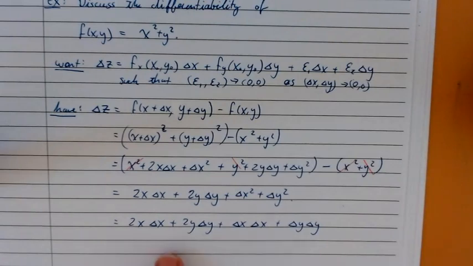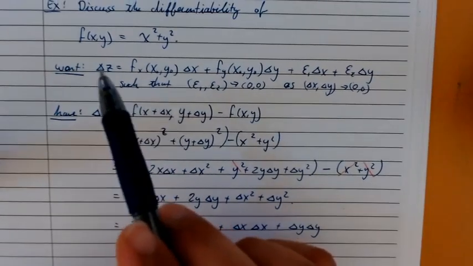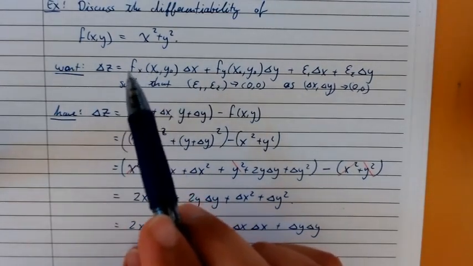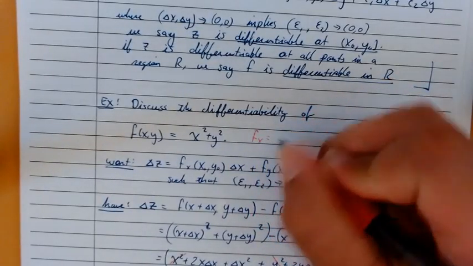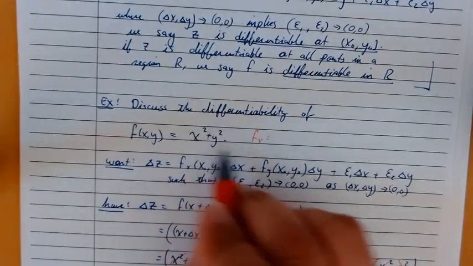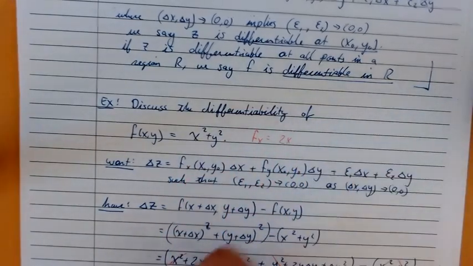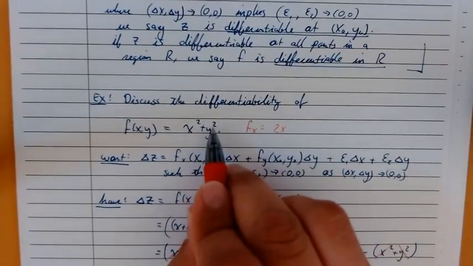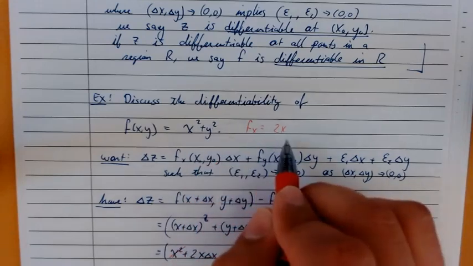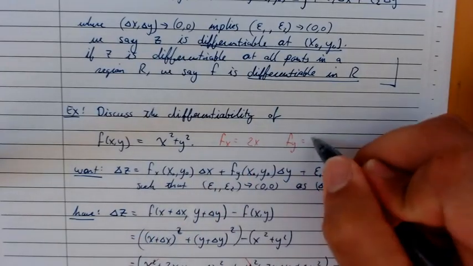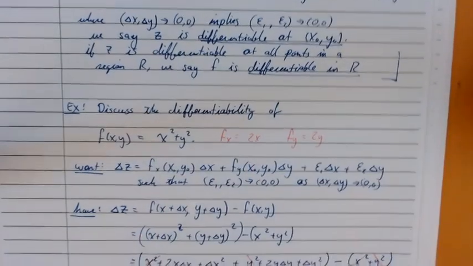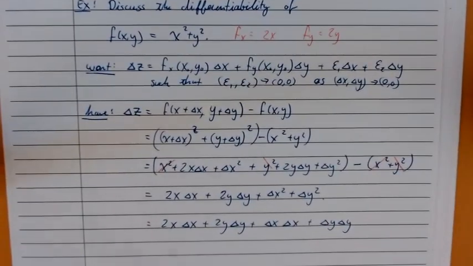Okay, now, why did I do that last part? Well, what do I want? I want to be able to write delta z as f sub x. Okay, well, what is f sub x, by the way? Well, let's see. If that's my function, then f sub x is equal to the derivative of x squared with respect to x is 2x, and the derivative of y squared with respect to x is 0. So I can just leave that off. F sub y, well, that'll give me 2y instead of 2x. Same rationale there.